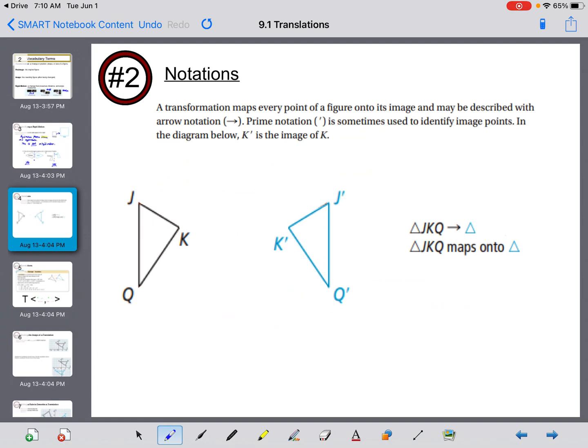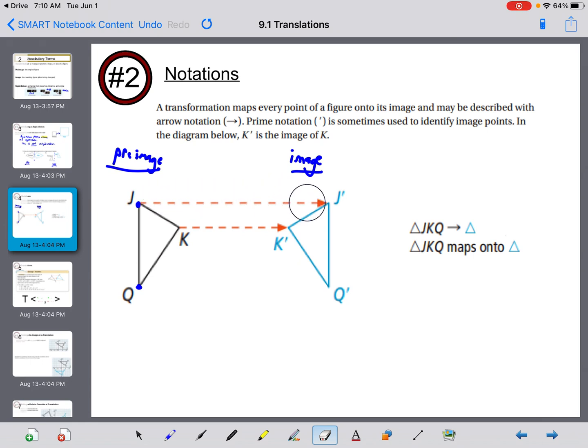A transformation maps every point of a figure onto its image and may be described with arrow notation. Prime notation is sometimes used to identify image points. In the diagram below, K prime is the image of K. So all they're saying is that if you have these 3 points of your triangle, and this is your pre-image, and this blue one is your image, the result, right? So K maps to K prime.